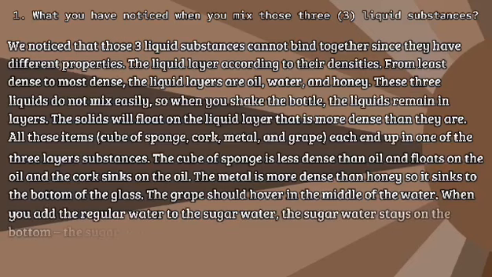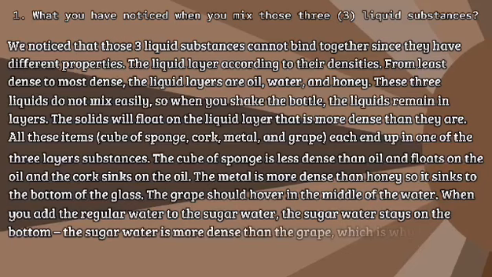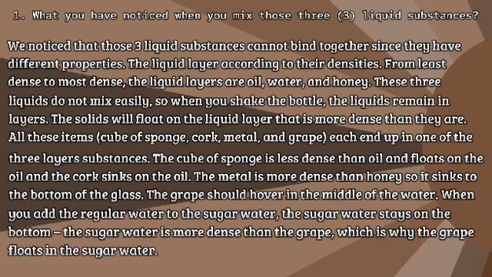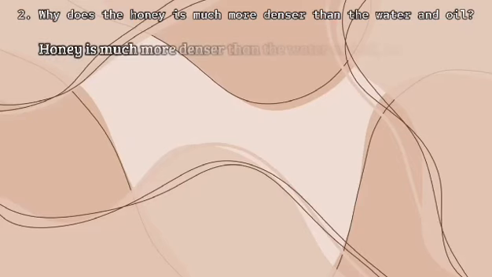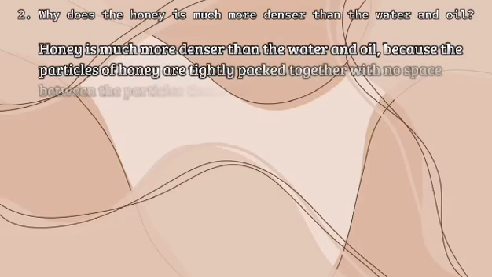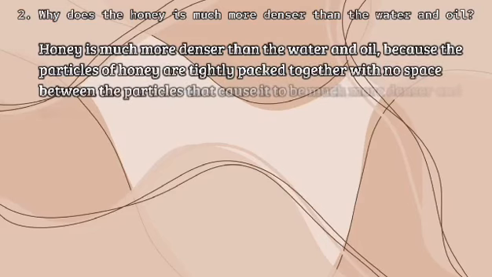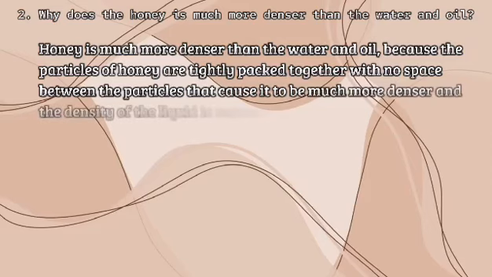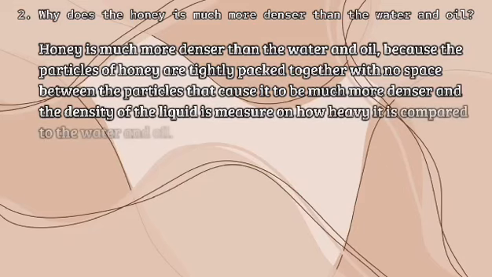When you add the regular water, the sugar water stays in the bottom. The sugar water is more dense than the grape, which is why the grape floats in the sugar water. Why is honey much denser than the water and oil? Honey is much denser than the water and oil because the particles of honey are tightly packed together with no space between the particles, which causes it to be much denser, and the density of a liquid is measured on how heavy it is compared to the water and oil.